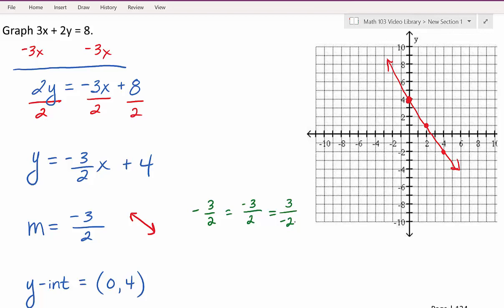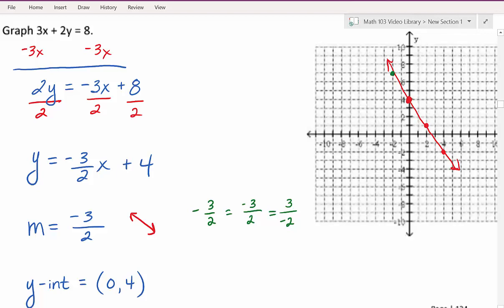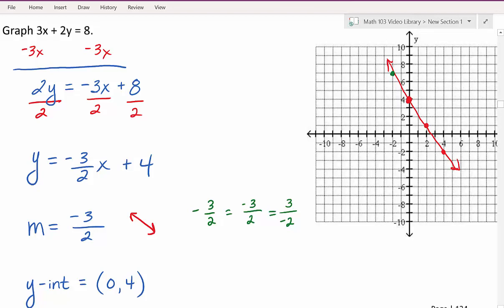If we assign the negative to the bottom, starting with our y-intercept, to get another point, I would go 3 in the positive y direction, which would be up, and then 2 in the negative x direction, which would be to the left, and we'd get this point right here at -2, 7, and you see that it lines up perfectly with the other ones. So there are some times where you may choose to assign the negative to the bottom when you're graphing.